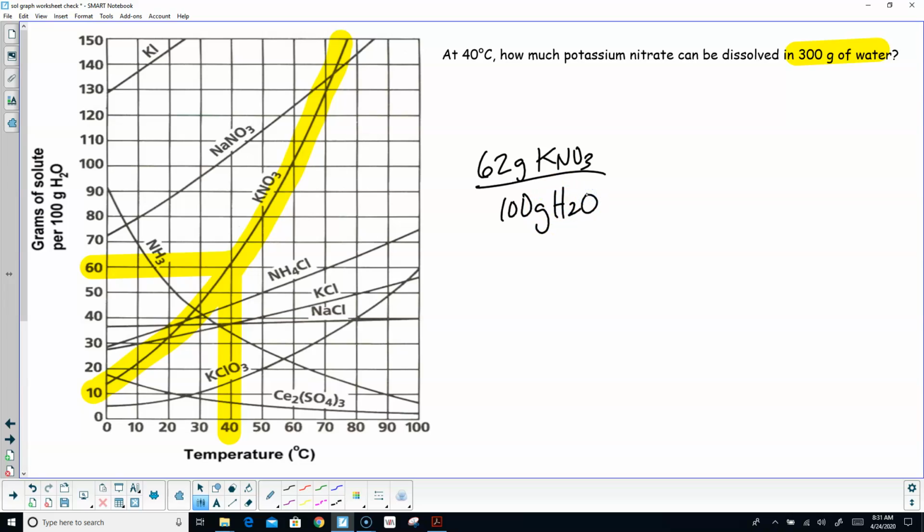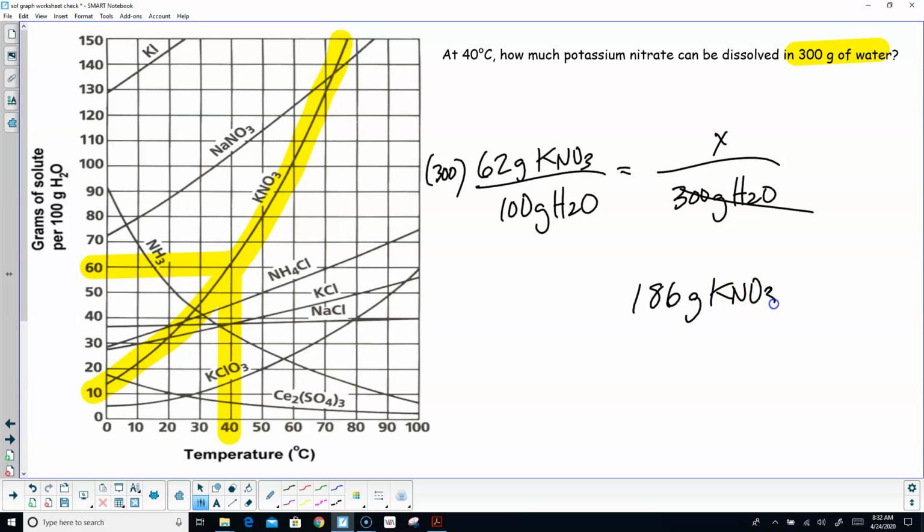at 40 Celsius. Notice we don't put the temperature in the proportion. We never use the temperature in the calculation. It's only used to read the graph. And then we want to know 300 grams of water. Well, solve for x. Once again, you're cross multiplying and dividing. 300 comes over here. So I'm going to take 300 times 62 and divide it by 100, or essentially you're taking 62 times 3 is what it ends up being. And that's going to be 186 grams of KNO3.